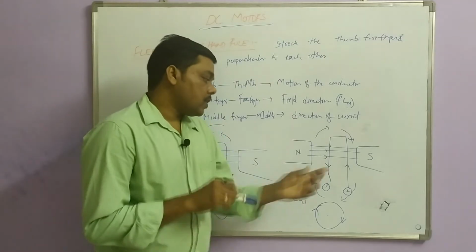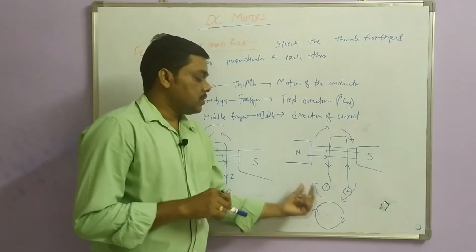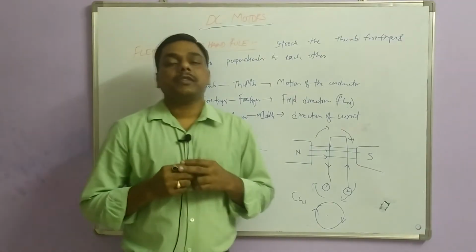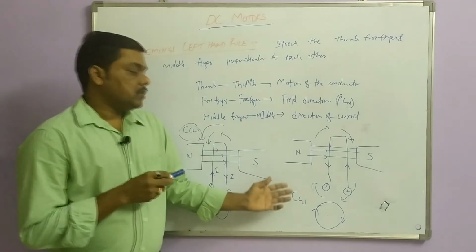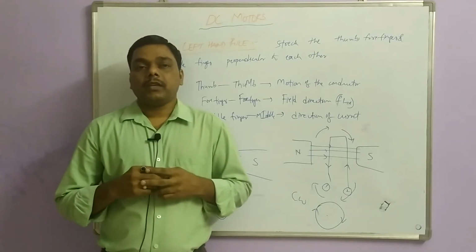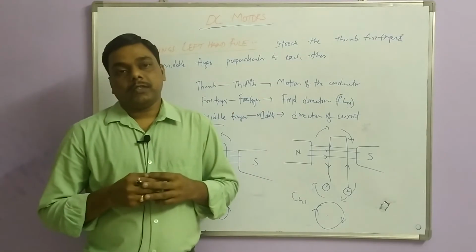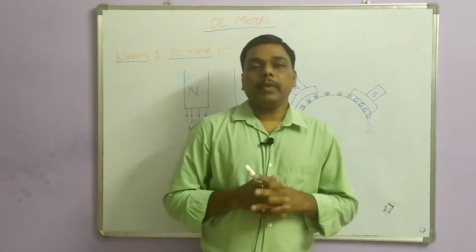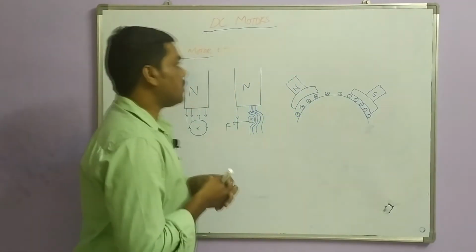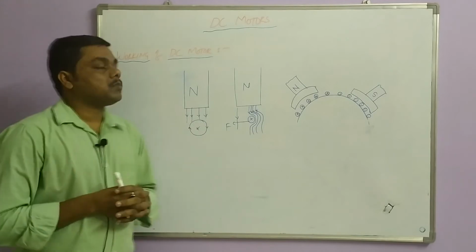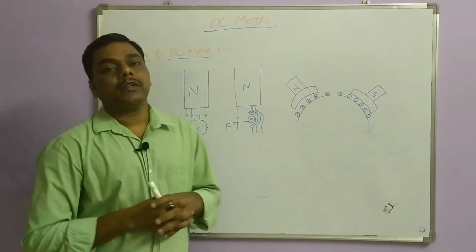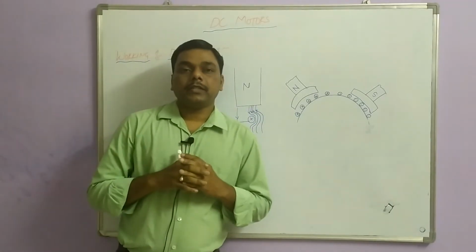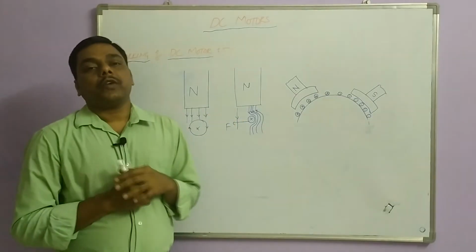So when the direction of current changes, the direction of rotation changes, and the direction of rotation is determined by Fleming's left hand rule. Fleming's left hand rule is used to determine the direction of rotation or motion of the conductors in DC motors. We will discuss the working of a DC motor by using Fleming's left hand rule. We know that a DC motor works on the principle that when a current carrying conductor is placed in a magnetic field, it experiences a force, and in the direction of that force the DC motor rotates.